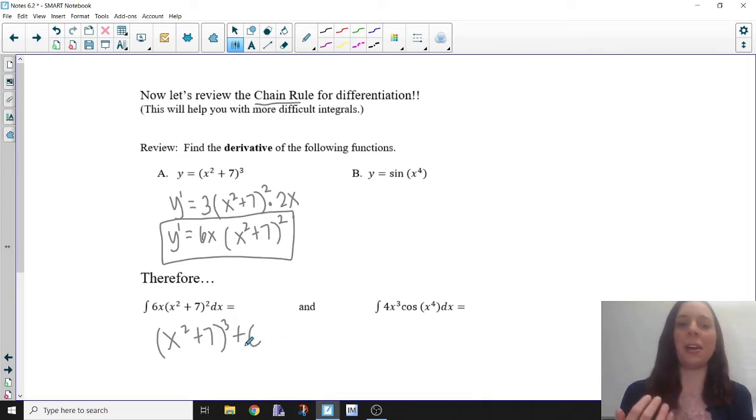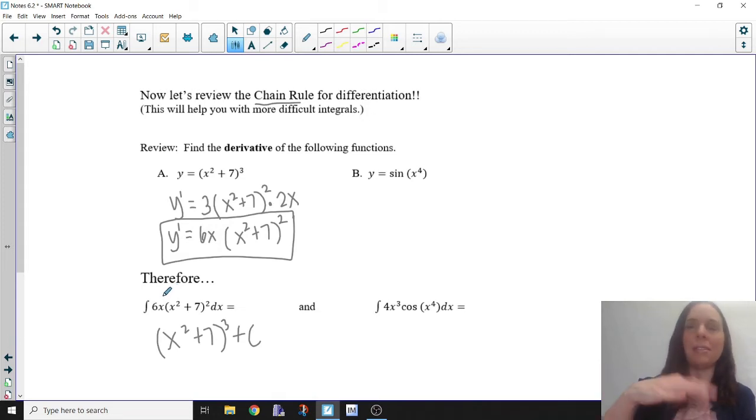What I want to draw your attention to is that this 6x part, you see it here, you see it down here. It is only there because the 3 came down, but then also because of chain rule. The x part is there because the derivative of x squared is 2x. And so when you do the antiderivative of something like this, you kind of have to know if part of it is there just because of chain rule.